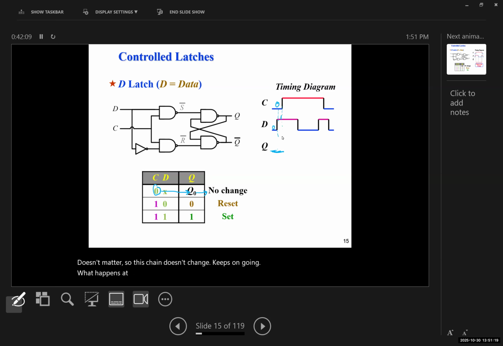What happens at this point? Then it goes 1. Yes, because C now is 1 and D is 1. Now we go forward. What happens at this point? D is now 0. Does it reset? Who says it resets? Yes, that's correct, because this is 1, and this goes from 1, 1 to 1, 0, so it resets. What happens again at this point? Turns back on. Jumps back up. Perfect, yes. And what happens at this point? Yes, stays at 1. Perfect.